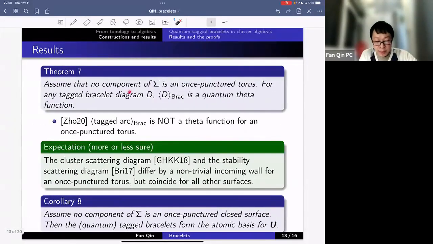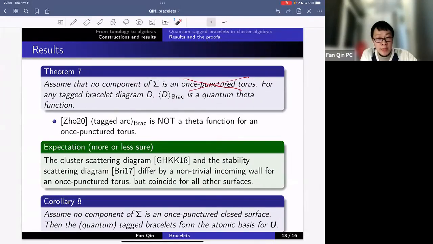The theorem is simply that, assume that there's no component which is a once punctured torus. So we exclude this part. Once punctured torus, we don't like it. Then we claim that the corresponding algebra element is simply the quantum theta function. So why is once punctured torus not good? Because they simply are not the same.